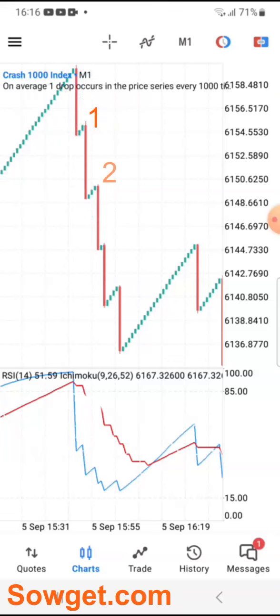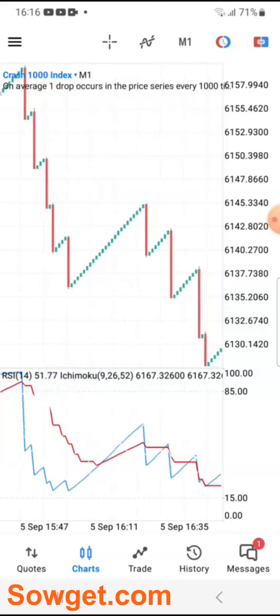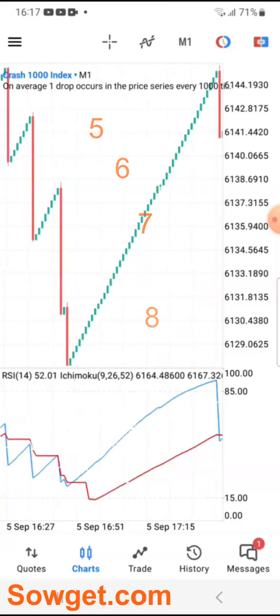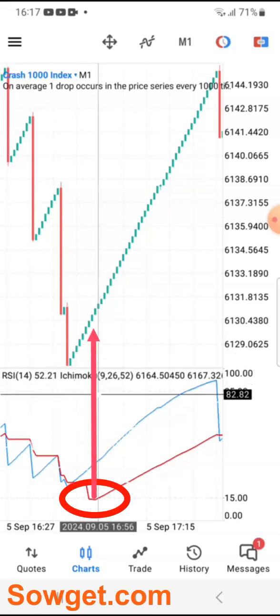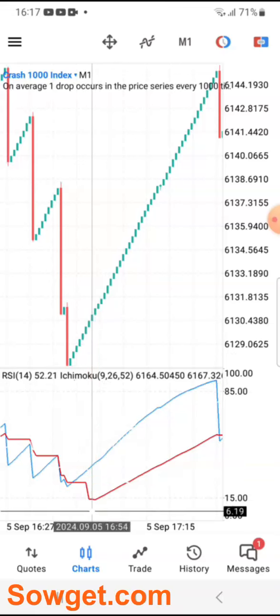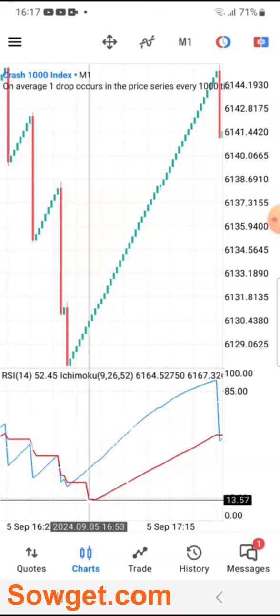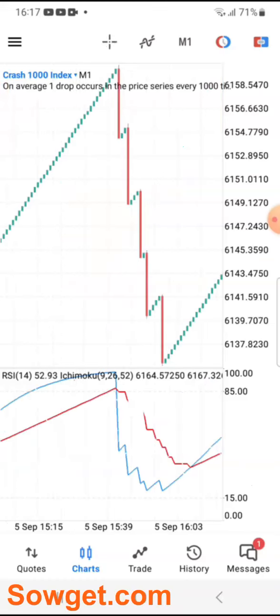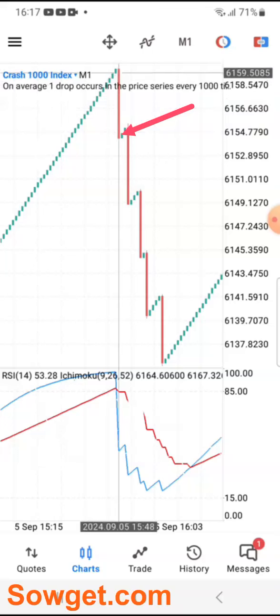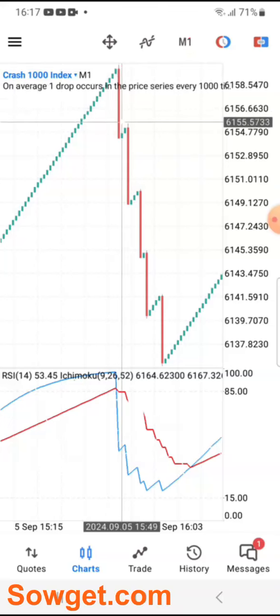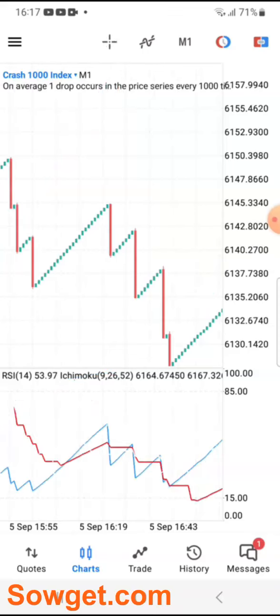We have 1 2 3 4 5 6 7 8. So you can see about 9 spikes occurred after that particular first spike, and you can see in this place you simply exit your trade. Once the Ichimoku goes below 15 here, you exit your trade. If you enter the trade here, then your stop loss will be at the top of the candlestick, that's the spike. Just put your stop loss at the top. Then for your exit, you can use a risk-reward ratio of 1 to 3. So that is how simple and effective this strategy is.